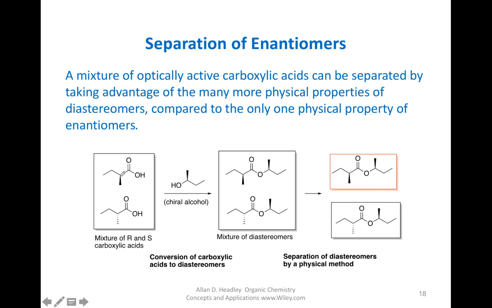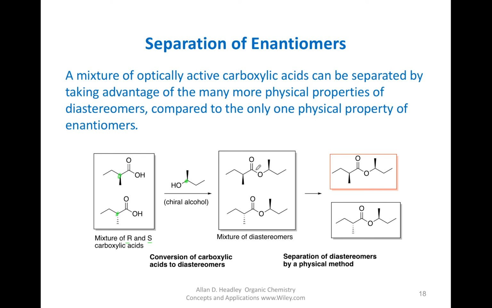One method is, let's say we have here carboxylic acids. They're a mixture of R and S carboxylic acid. Here's a chiral carbon, here's a chiral carbon. So these are enantiomers. React this with a chiral alcohol. So here's a chiral carbon, and here's a methyl group and an ethyl group, and of course there is a hydrogen in the back.